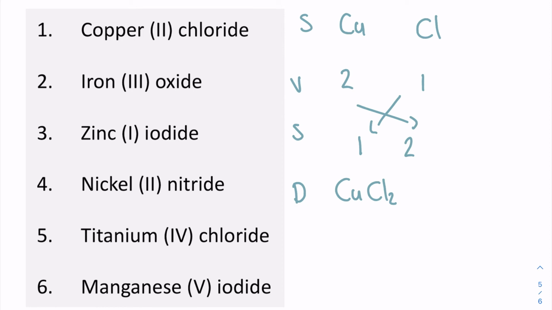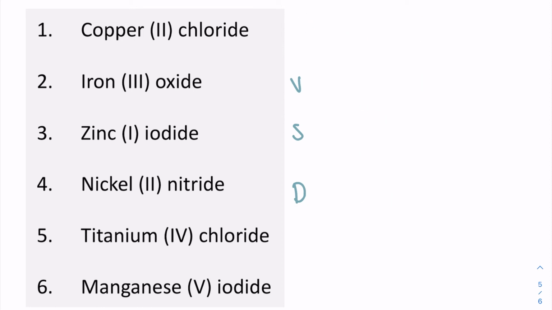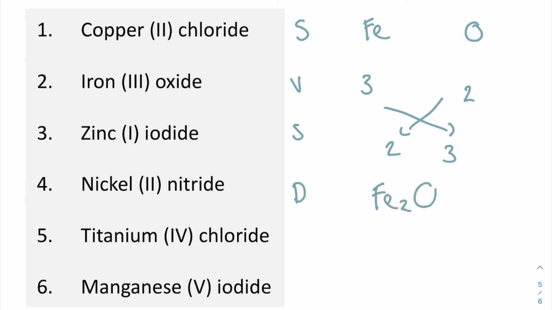Let's rub that out. Let's try iron oxide, for example, iron 3 oxide. So your symbol for iron is Fe, for oxygen is O. The valency of iron is in brackets, so it's 3. And then again for oxygen, you'd go to your data book, page 6. Valency of 2. Swap them over. 2 and then a 3, and then drop them down. You'd have Fe2O3.